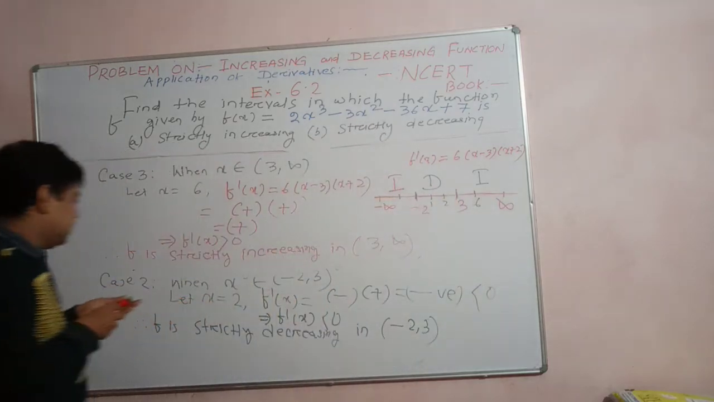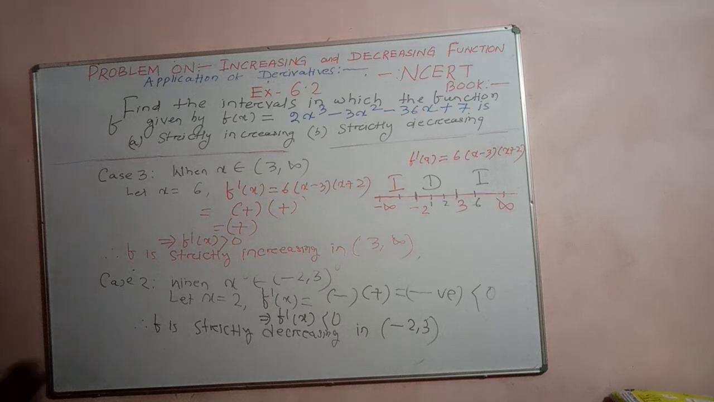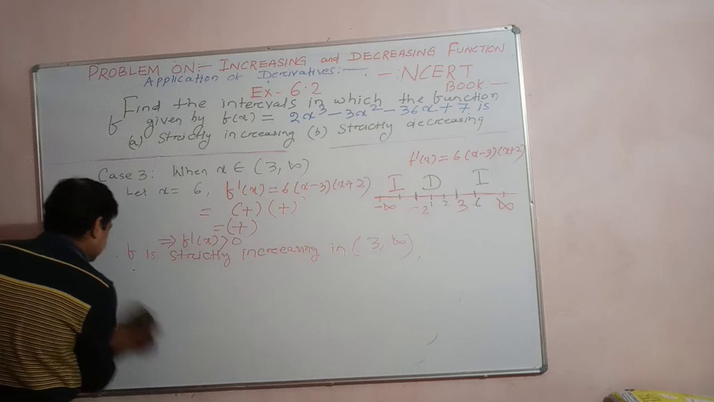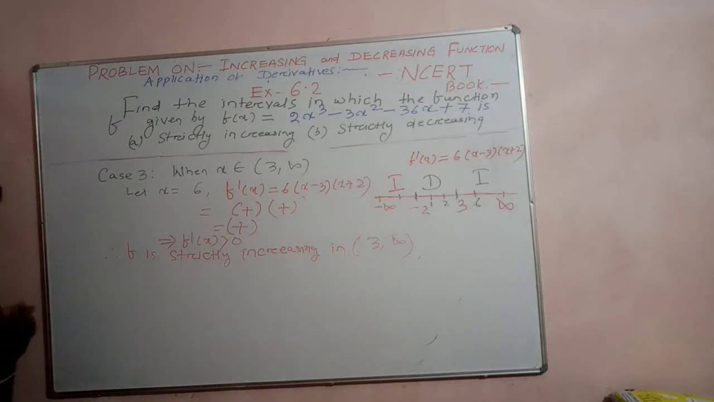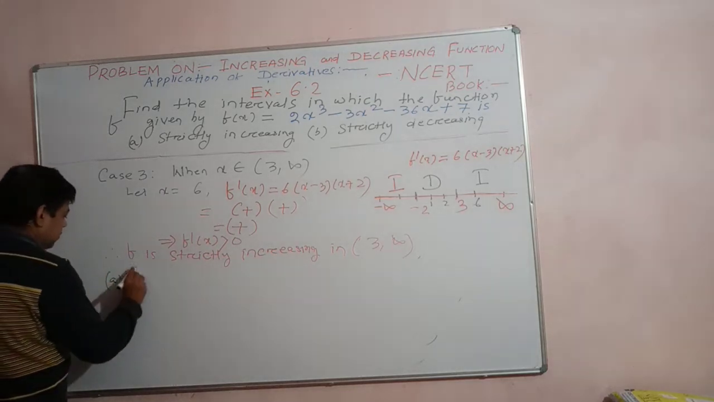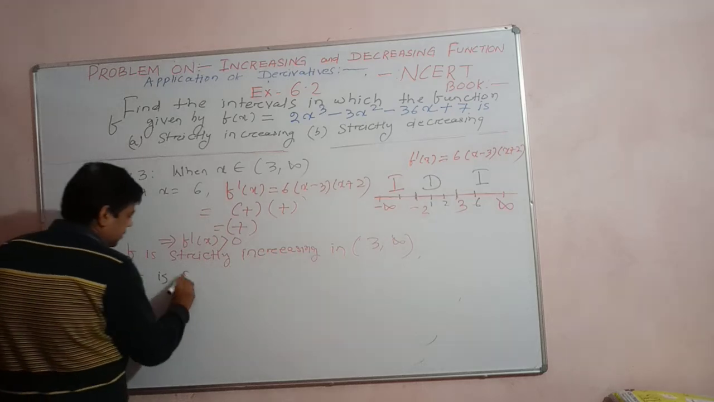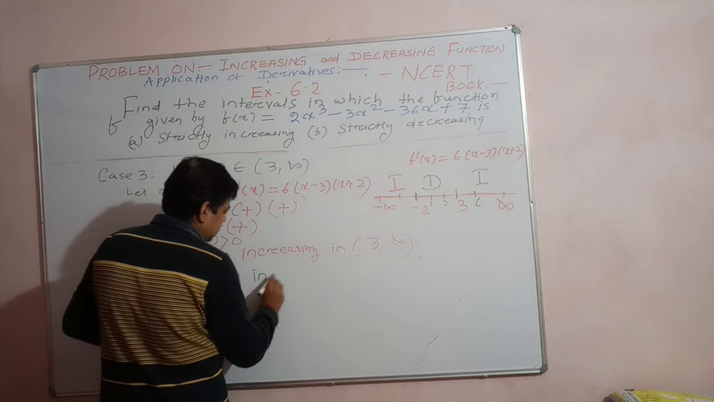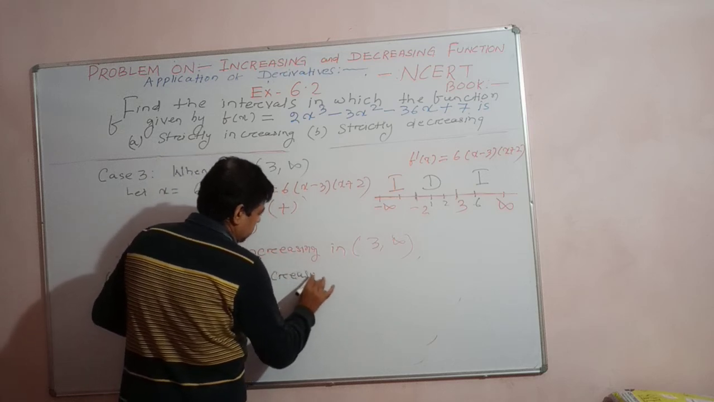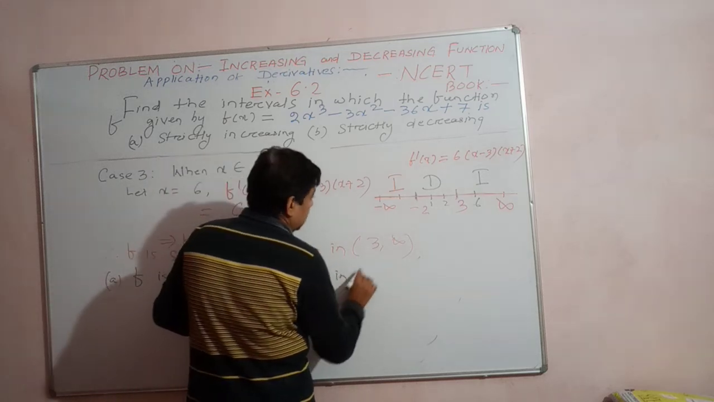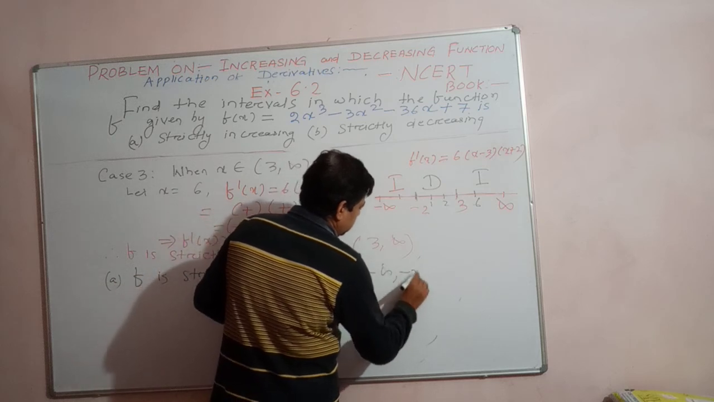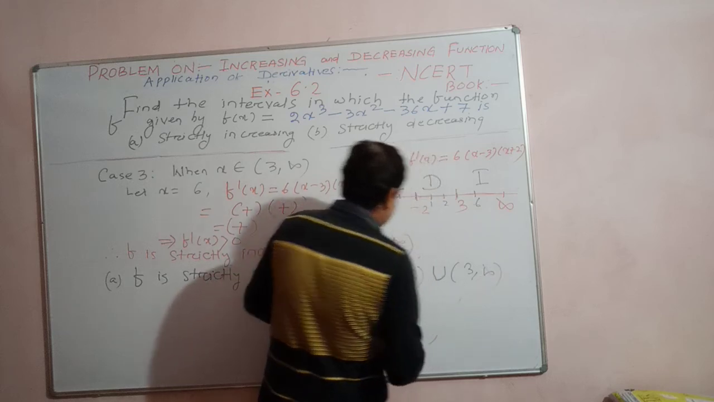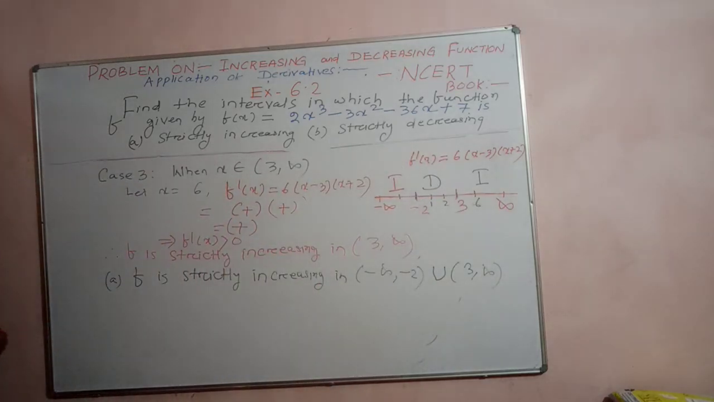So you saw in which intervals the function is strictly increasing. We got, so first bit, f is strictly increasing in the interval minus infinity to minus 2 union 3 to infinity. In these two intervals, the function is strictly increasing.